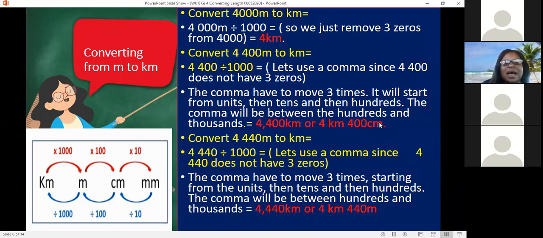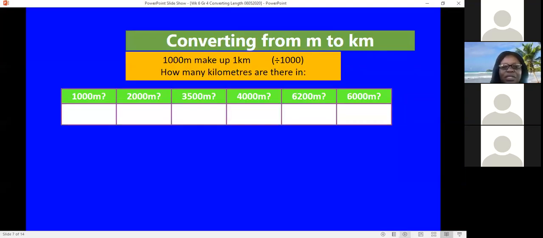So if you master the writing of the comma, or the counting of the comma, you'll see it's going to be easier for you to actually separate the kilometers and the meters. You'll see. If it's the meters, you know you have to have 1, 2, 3 meters before. So let me show you here.